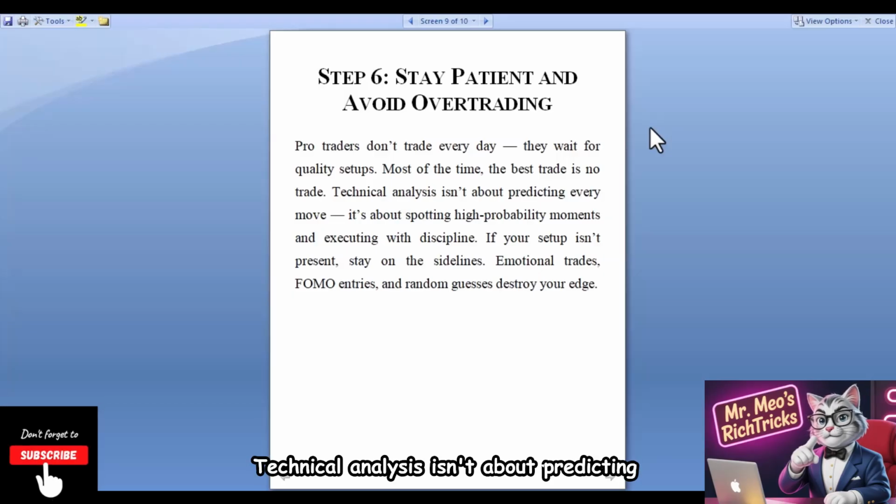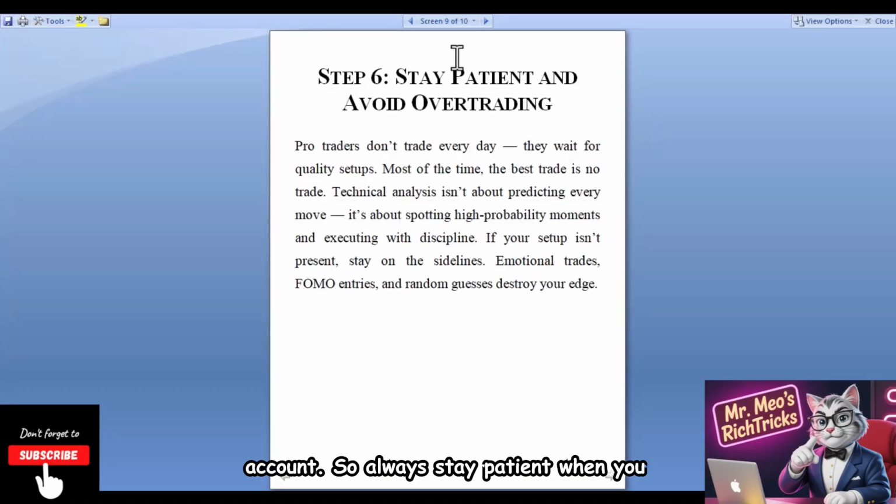Technical analysis isn't about predicting every move. It's about spotting high probability movements and executing with discipline. So if your setup isn't present, stay on the sidelines. Emotional trades, forced entries, and random decisions will destroy your account. So always stay patient when you want to enter a new trade.